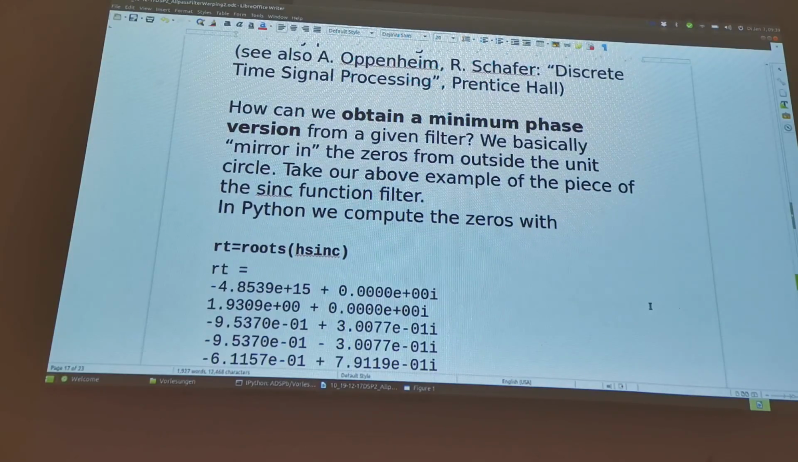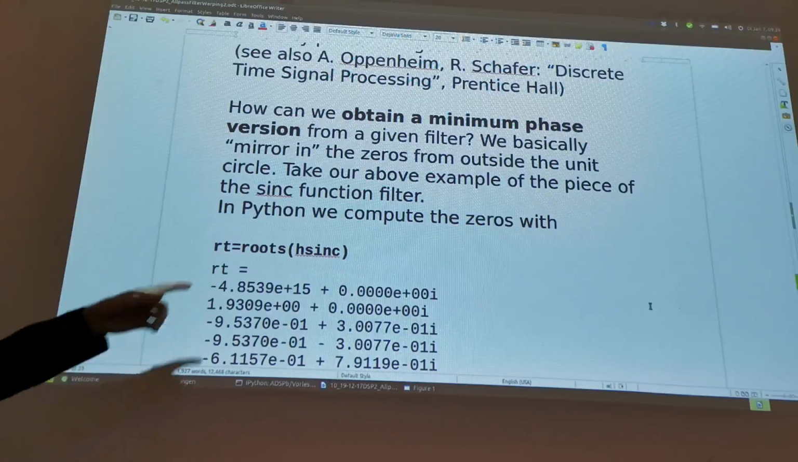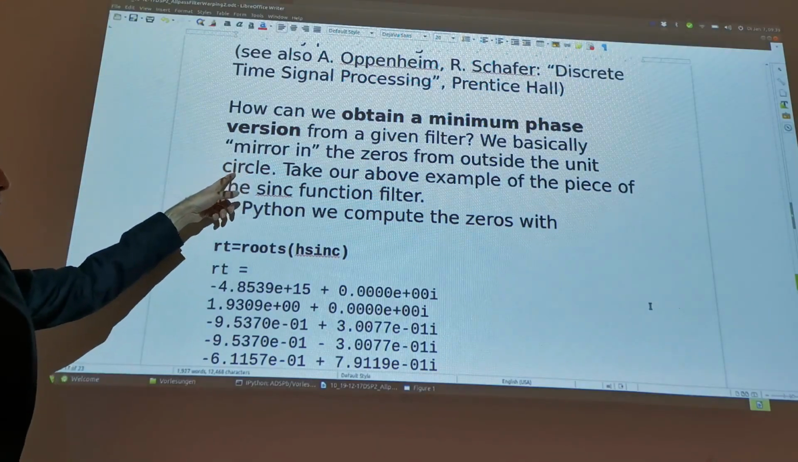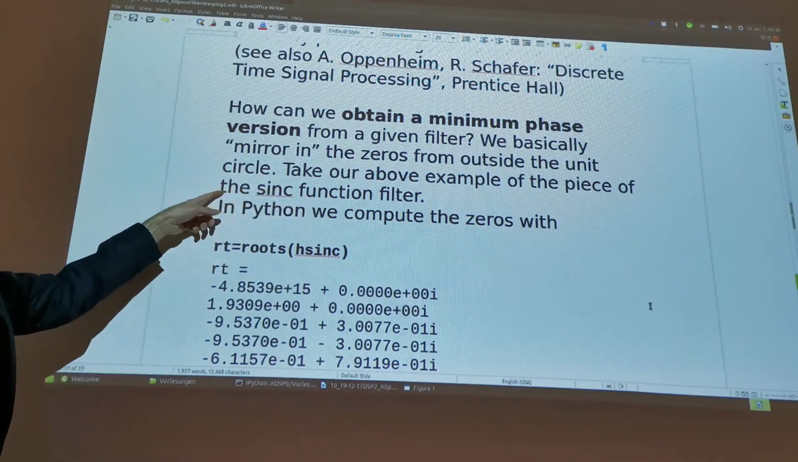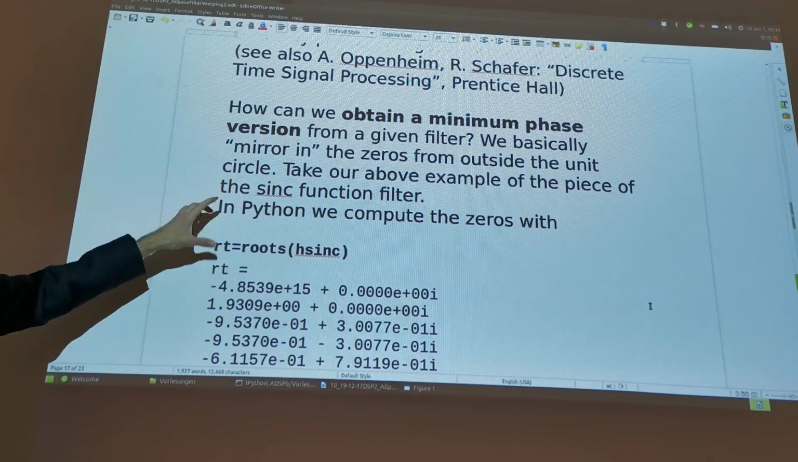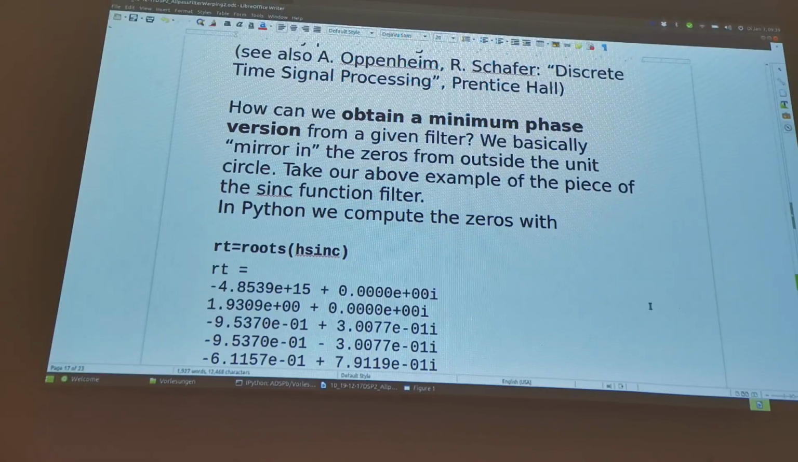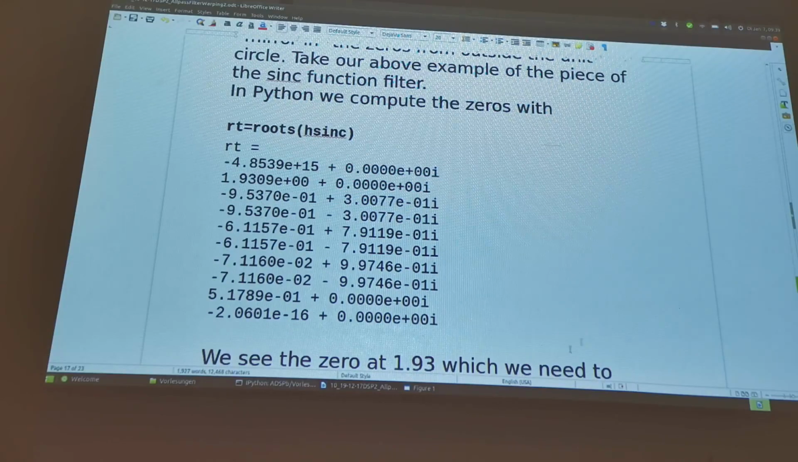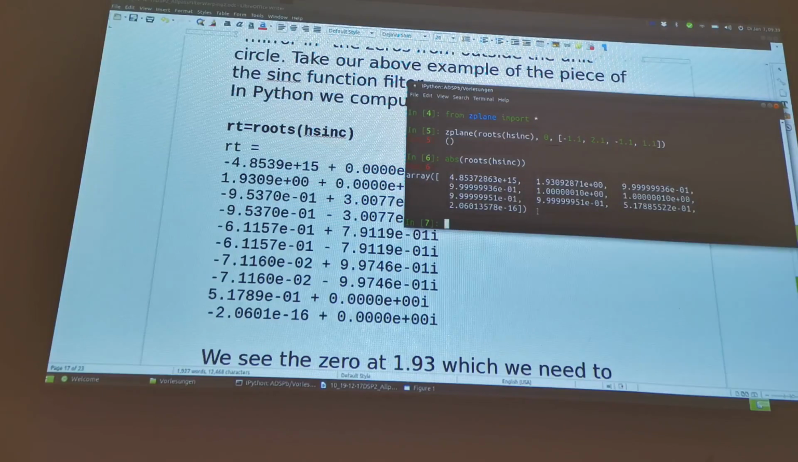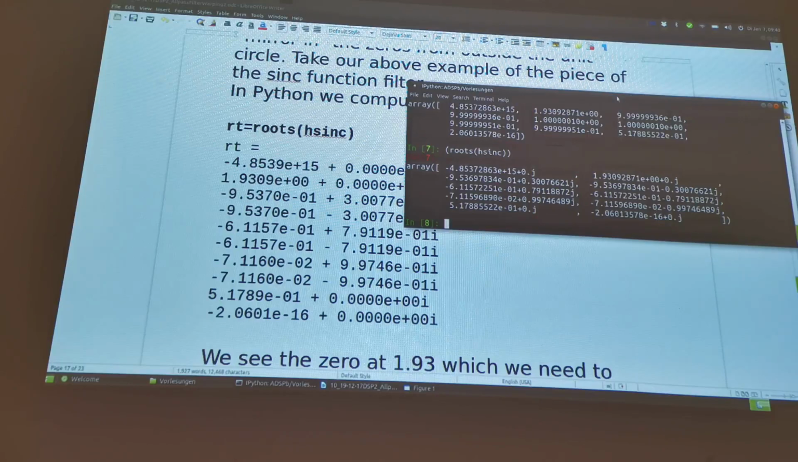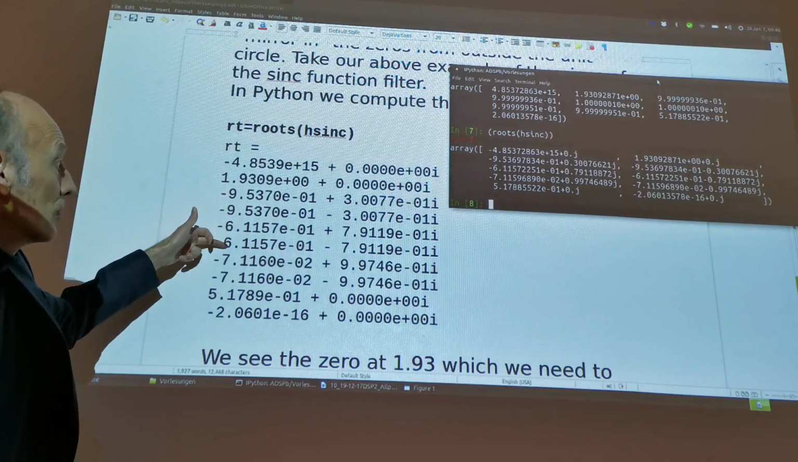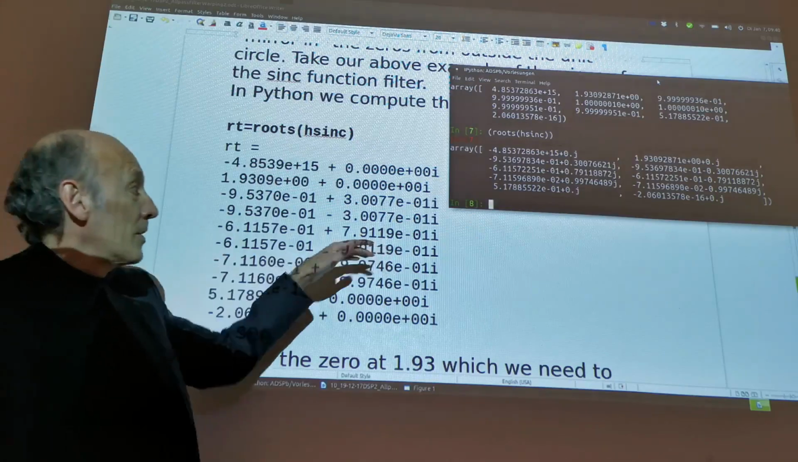So the question is, how do we obtain a minimum phase version from a given filter? Well, basically, we mirror in the zeros from outside the unit circle. We take the above example of the piece of the sinc function in our Python example here. So when we look at our sinc function, we have the roots. So we can take the roots function. Here we took the abs function, we can just remove it, and then we see the location. And this is what we can see here. So now we can see the complex location of each zero that we have here, so real and imaginary part.